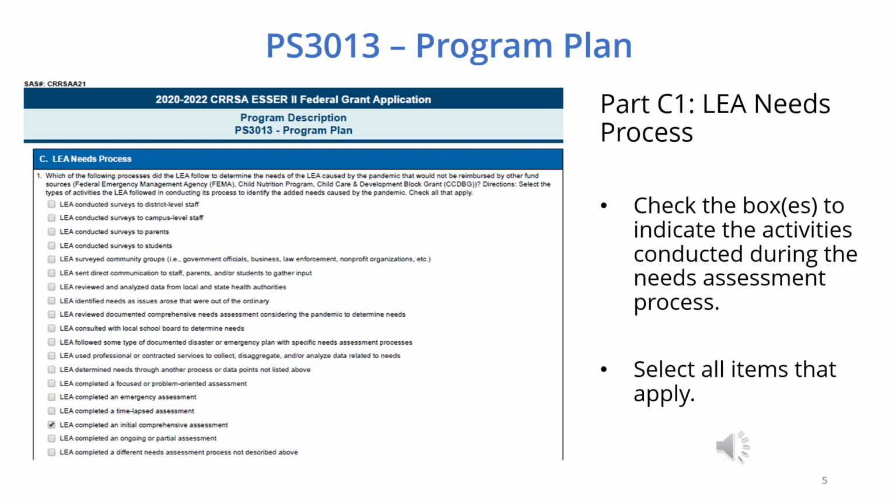Part C of the program plan is the LEA needs process. C1 is related to the needs assessment process. Check the box or boxes to indicate the activities you conducted to determine the needs of your LEA that were caused by the pandemic. These should be activities that would not be reimbursed by other fund sources, such as FEMA, the Child Nutrition Program, or the Child Care and Development Block Grant. Select all items that apply.